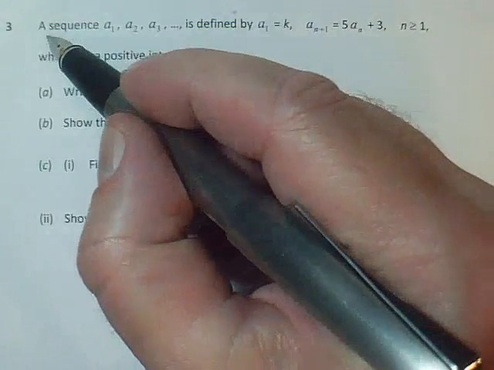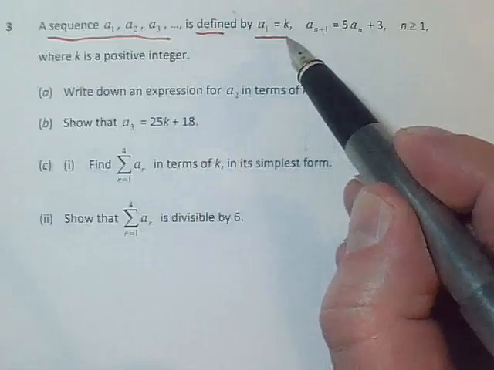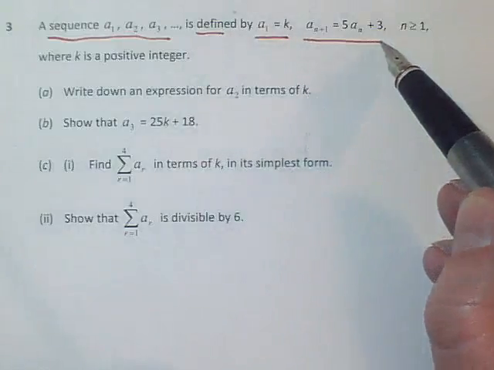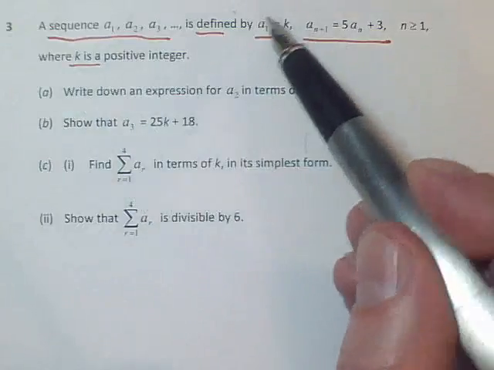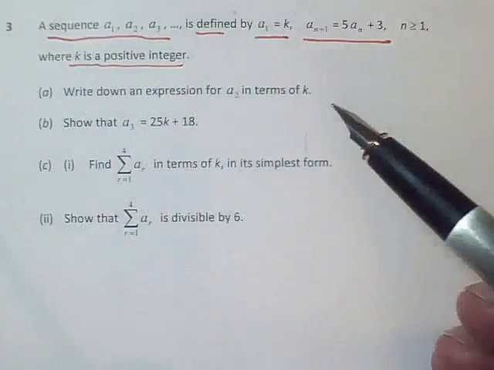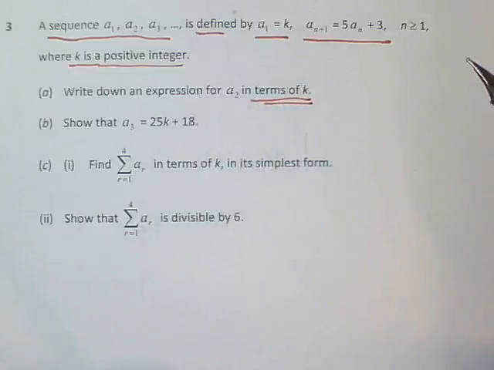Okay, in question 3, we're dealing with a sequence with these terms. We've got a definition, so we have a first term, and we have the recurrence relation, and k, which appears here, is a positive integer. We don't know what k is, so we're going to have answers in terms of k. That means k is going to be left in the answers.